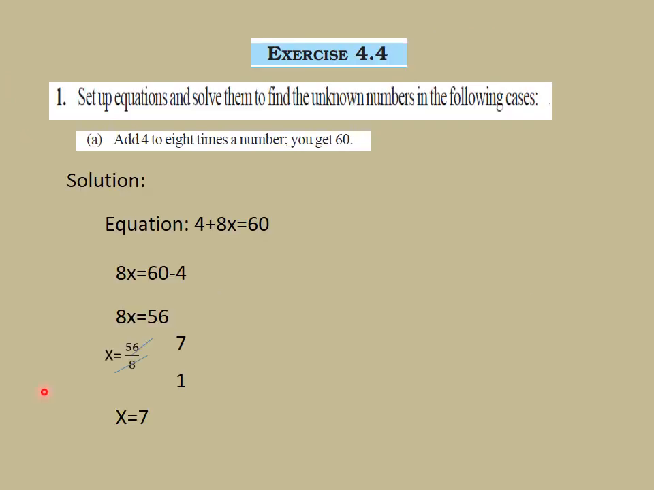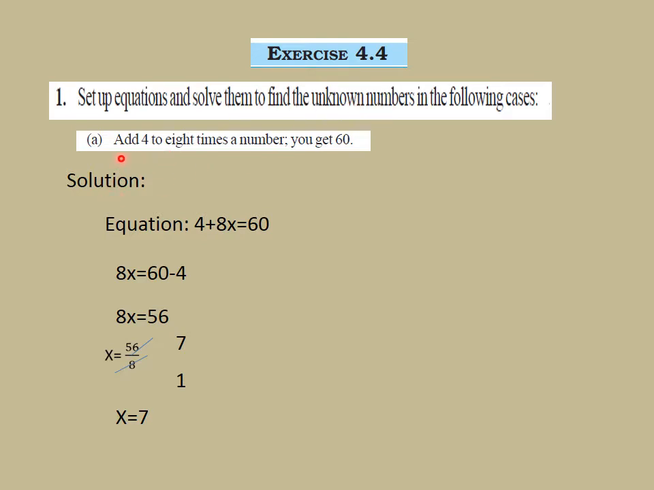Now the first question is, set up equations and solve them to find the unknown numbers in the following cases. So what do you mean by set up equation? You have to write an equation and solve it, which means you have to find the value of the unknown variable. Okay. So you need to write the equation and find the value of the unknown variable.